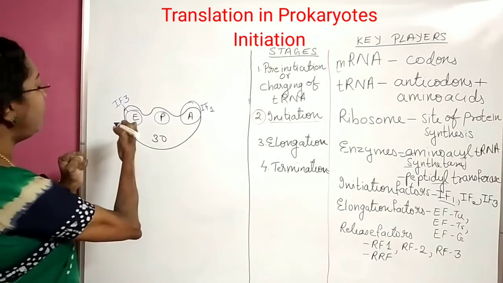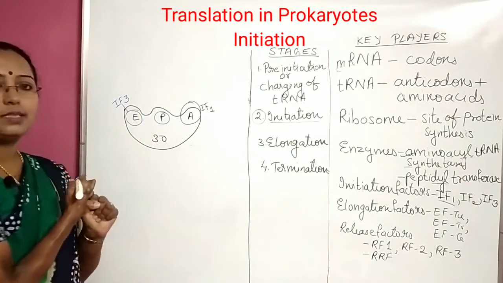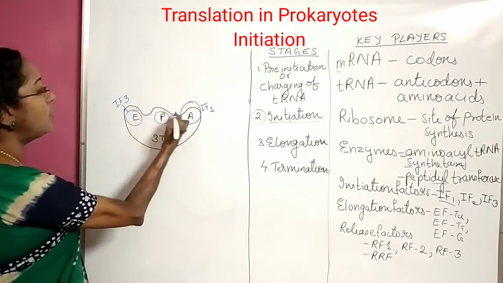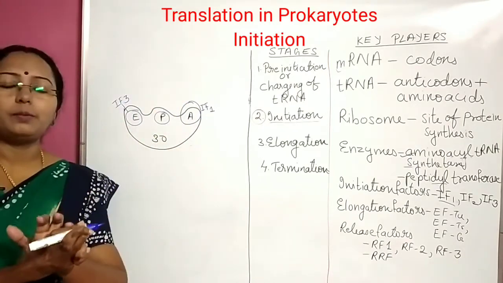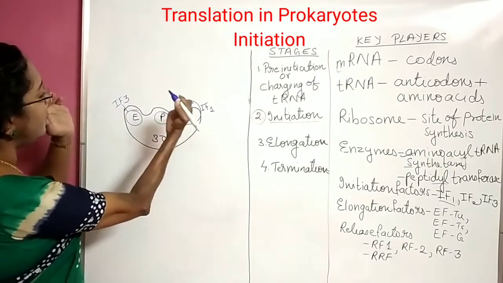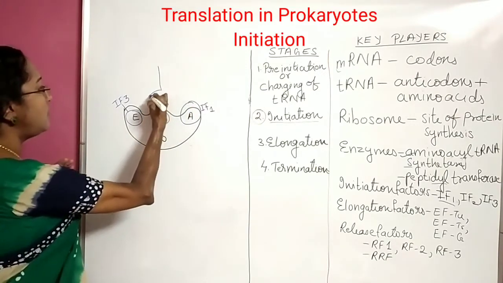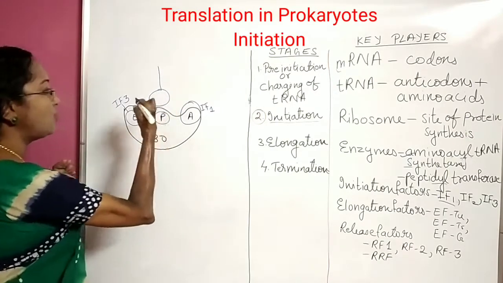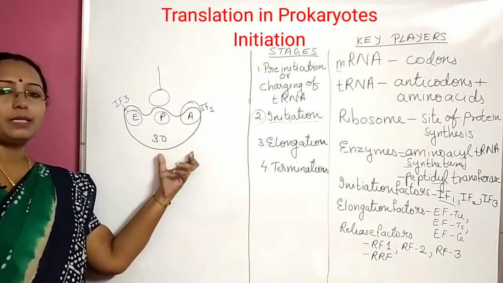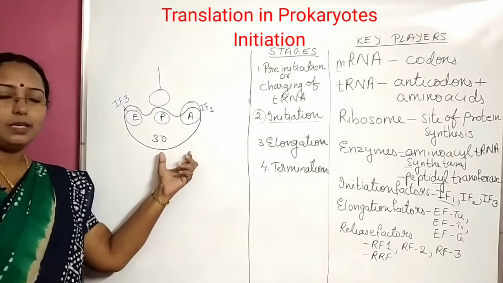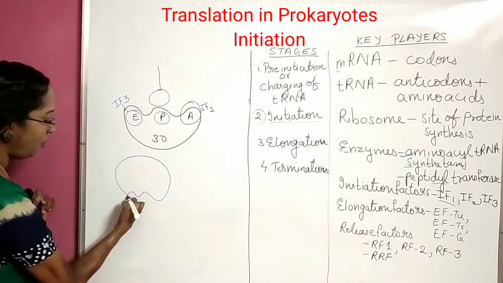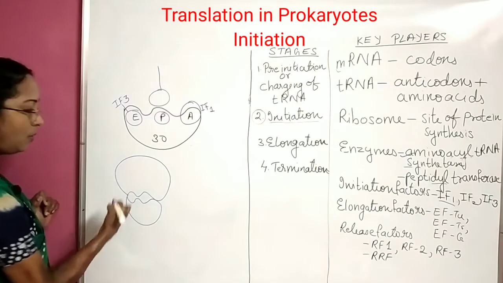When IF3 is occupying the E site, the large subunit of the ribosome cannot come and sit over the small subunit, and the area is open. It is fully free for this tRNA to come and sit over the P site. See how wonderfully it is mechanized. Usually in our body, the ribosome occurs as a combination of a large subunit and a small subunit.